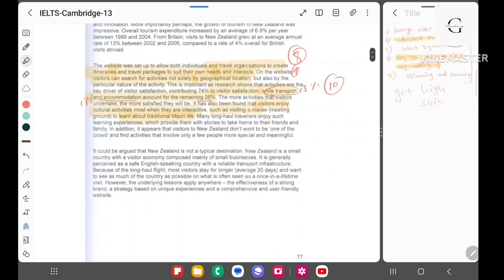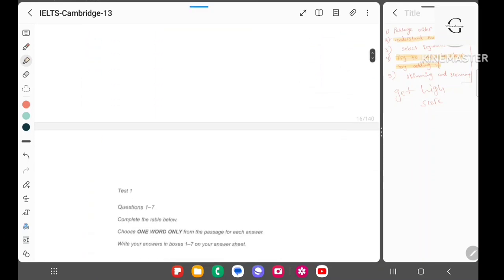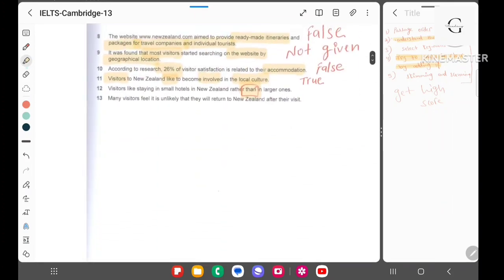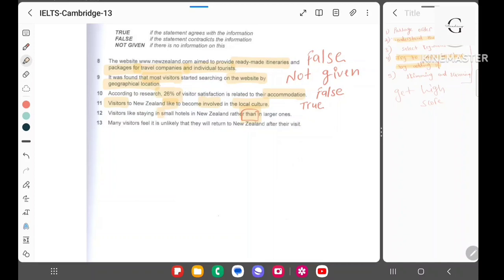So they have mentioned here, I just finished my answer here. Oh, it's 11, sorry. I must write 11 here. Which provide them with stories to take home to friends and family. Visitors don't want to be one of the crowd, activities few people do are more special, meaningful. It could be argued New Zealand is not a typical destination, a small country with a visitor economy, mainly small visitor generally. Yeah, they are using the word small, but they have not mentioned any hotel there. A generally safe English speaking country, reliable transport. Oh yeah, it's finished. So I have not found my words. Small hotels, I didn't find anywhere. Larger ones, so the answer is not given because I didn't find anything related to the hotels.